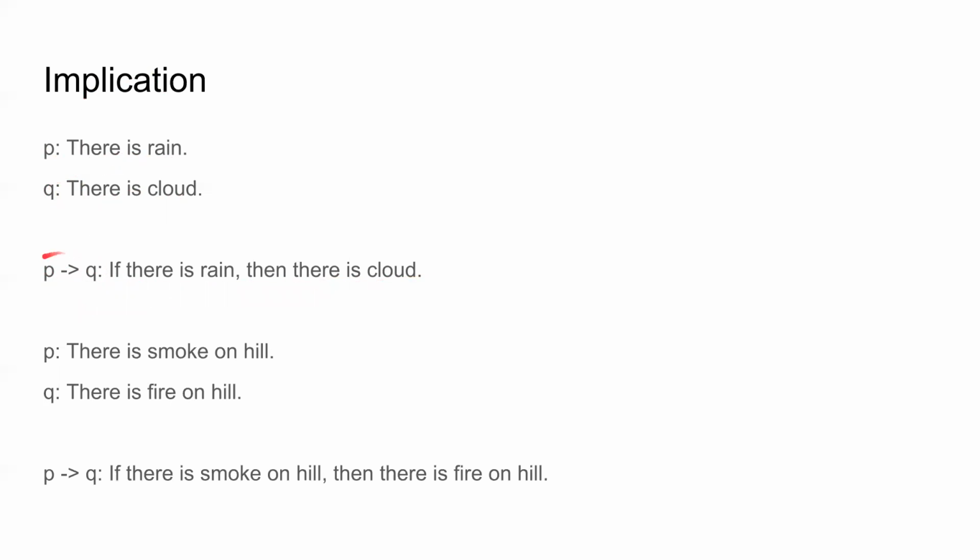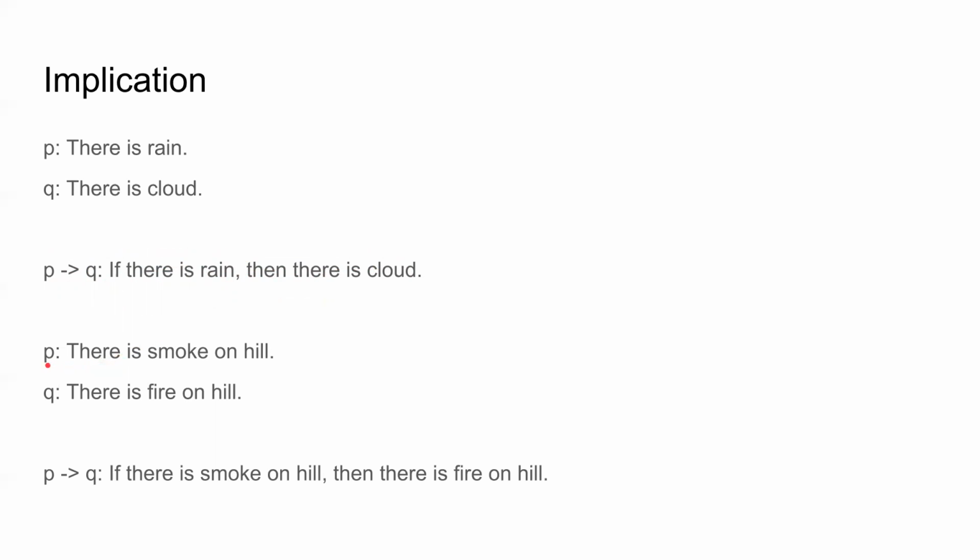So this implication can also be either true or false. In this case, whenever there is rain, there is cloud. Therefore, this statement is true. P implies Q. But if we say if there is cloud, there is rain, then this implication is not true. This vyapti is true, but the converse is not true.